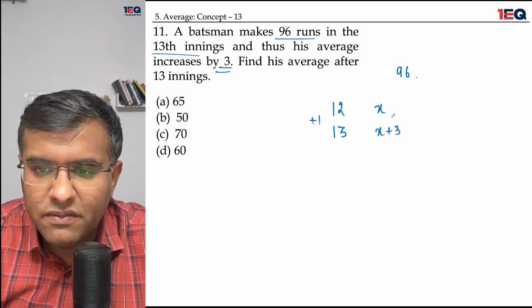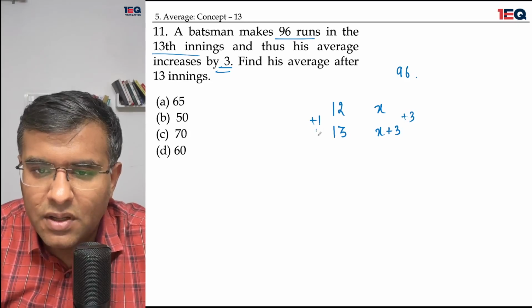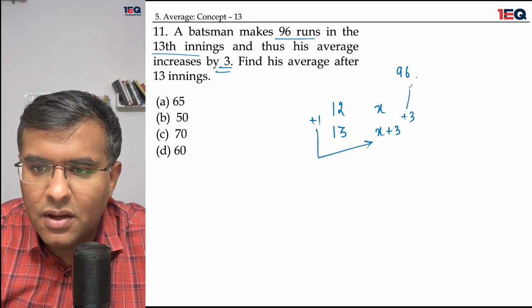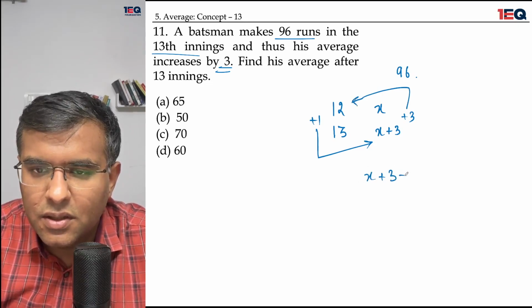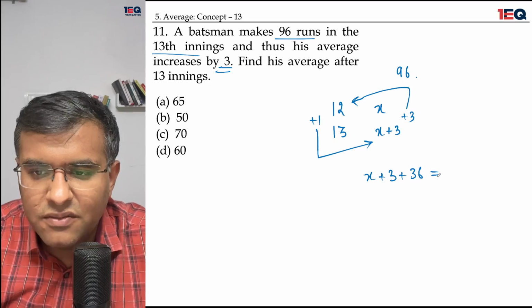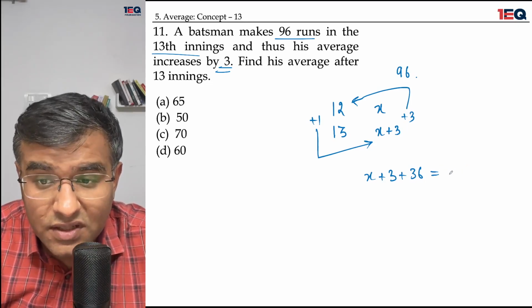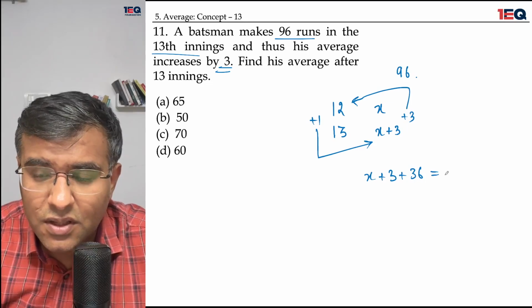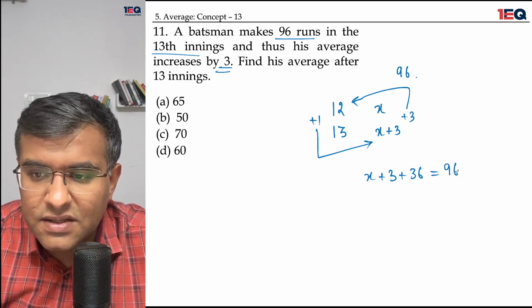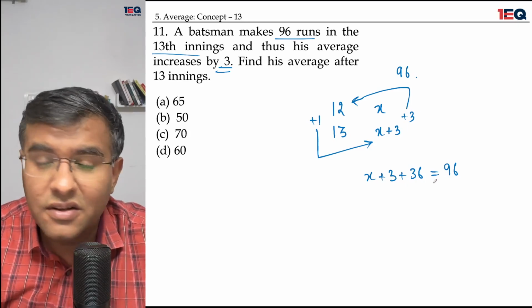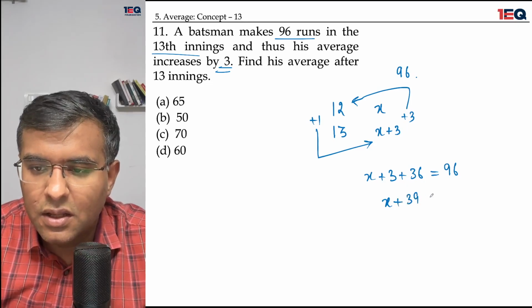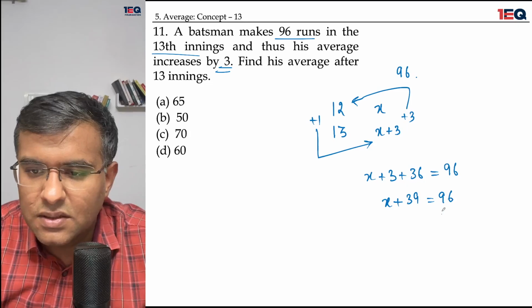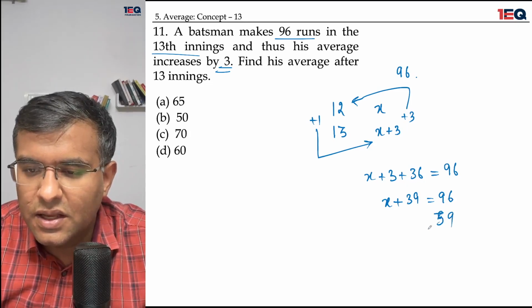There was a plus 1 which happened, there was a plus 3 which happened. This 1 got multiplied here, and this plus 3 got multiplied here. So X plus 3 plus 12 into 3 is 36. The reason for this increase was 96 runs which were scored in the final 13th innings, right? So the value of x plus 39 comes out to be 96, and there is 39 over here.